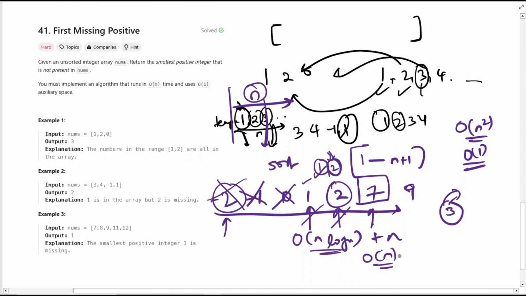The space is order of n, because sorting, as I said, if you use merge sort, that will take order of n. Even quick sort, average case would go to log n space, and worst case would go to order of n, correct? But fine, that is all fine. You reduce the time, that is fine. Can you do better? They are asking you to do it in order of n time and order of one space.